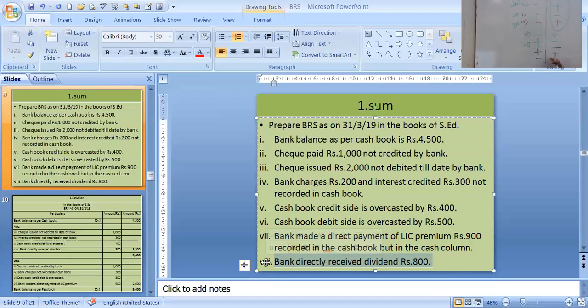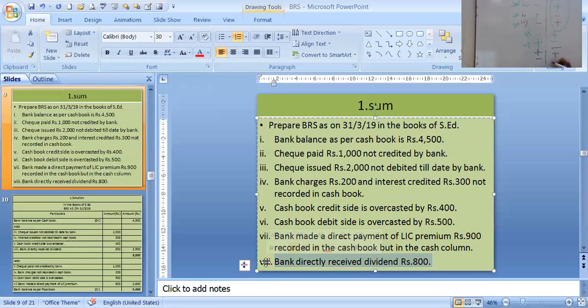So come back to our sum. It is written bank directly received dividend rupees 800. So we have recorded plus over here. Bank has increased and cash book has not. No information means cash book has not recorded. Nothing is mentioned means cash book has not recorded. So cash book means still it is less by 800.